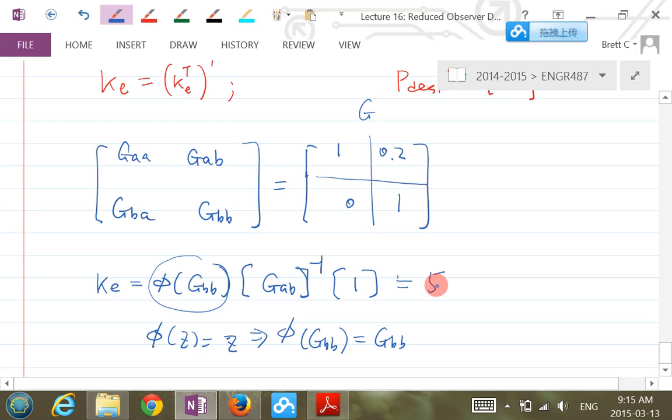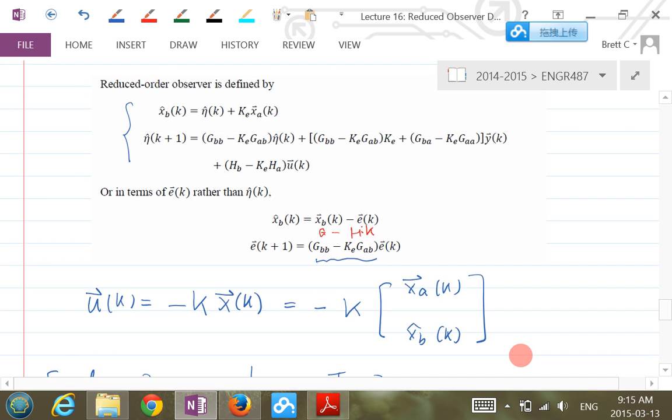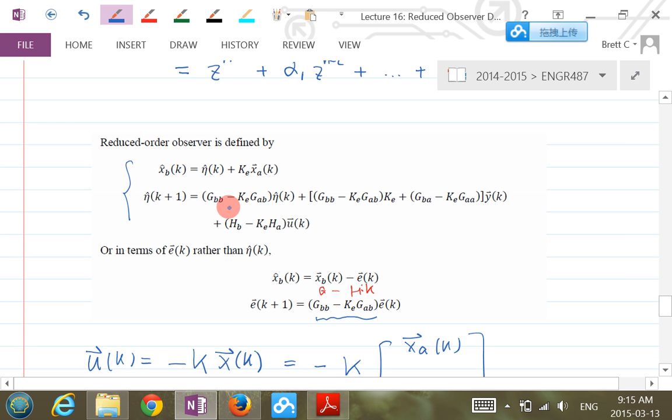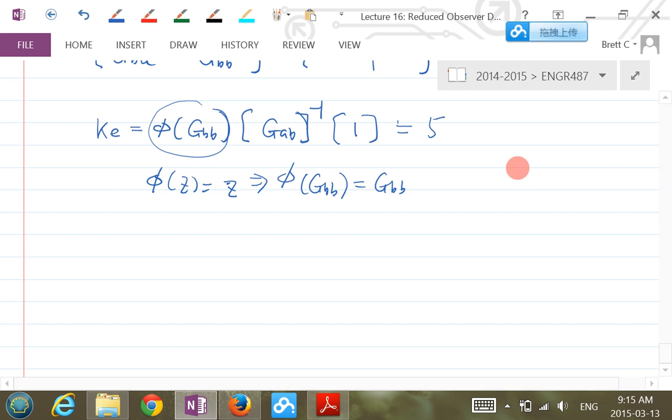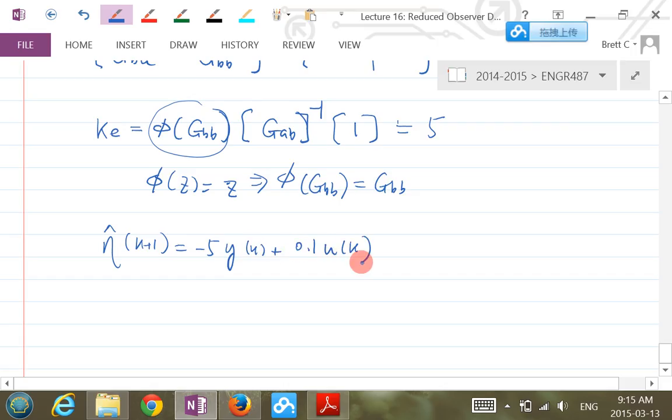Is that good? Yeah, and then for the observer, you can plug all the quantities into the observer here, then you get the observer, the eta hat here. You have all the quantities, you can plug them in, and in the end you get eta hat k plus 1 equal to negative 5 y of k plus 0.1 u of k. Because a lot of things are greatly reduced here, greatly reduced. Okay?